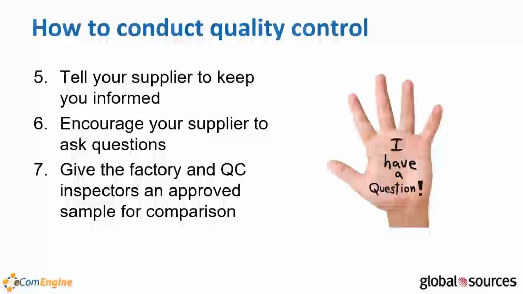Another thing to do is give the factory and the QC inspectors an approved sample for comparison. These are also called golden samples, and they're usually produced before production starts. One sample should be sent to the inspection company, one is kept with the factory for their reference, and another can be kept with the client.